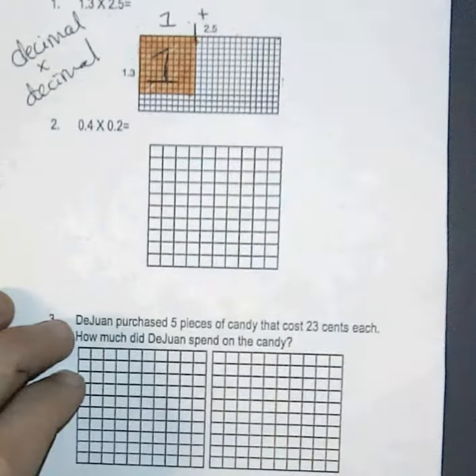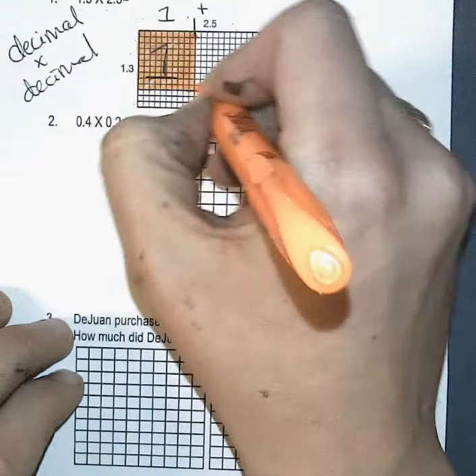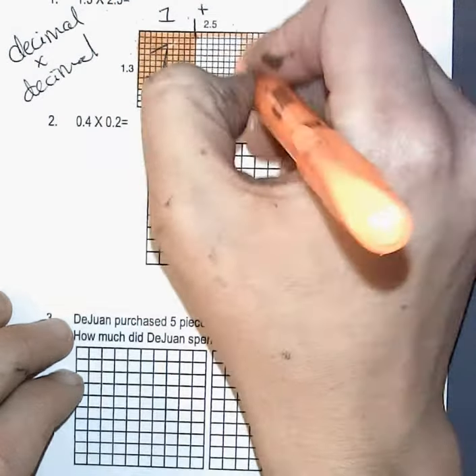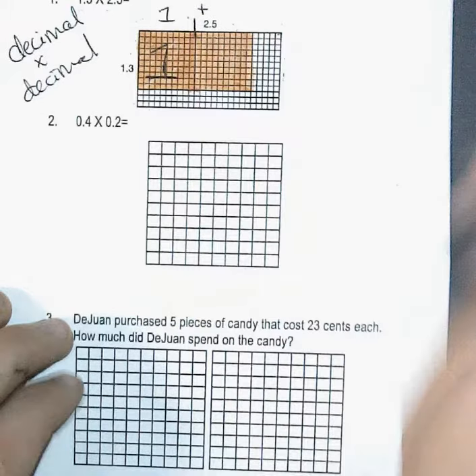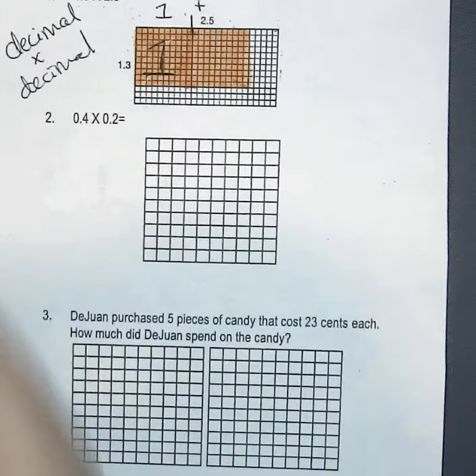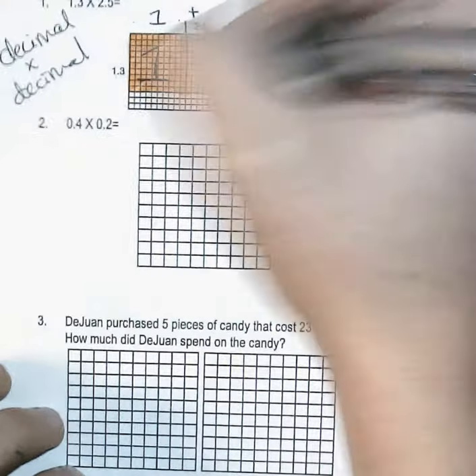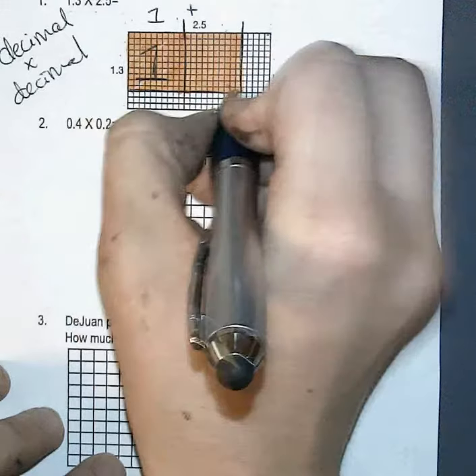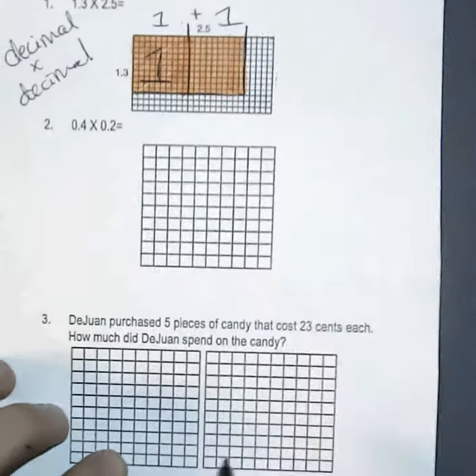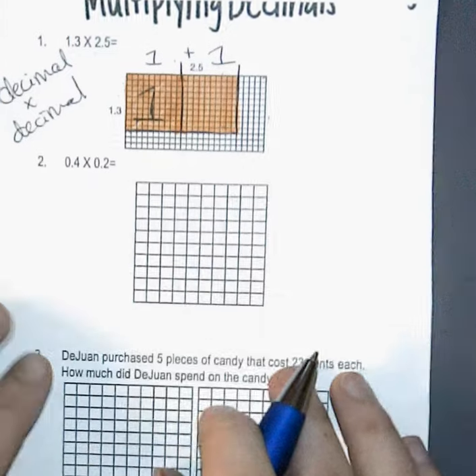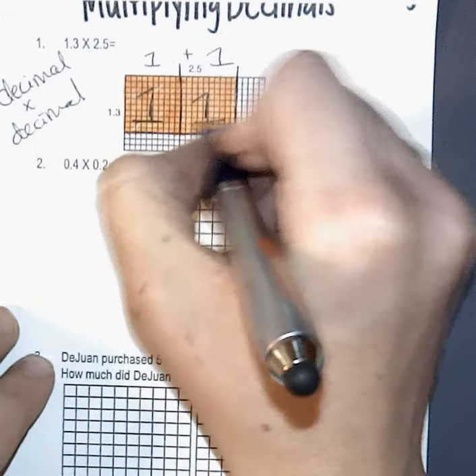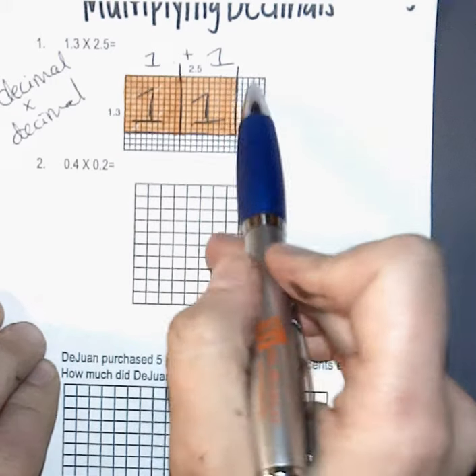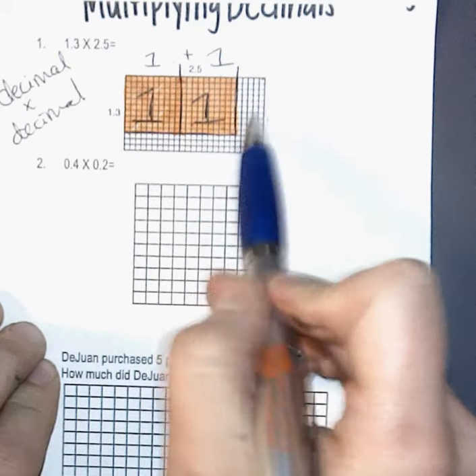Well, there's another hundreds block in here. We're going to color that one. Okay, there's my other hundreds block. So 1 plus 1. That's 2. We're still missing though a half, which we're going to identify right here.